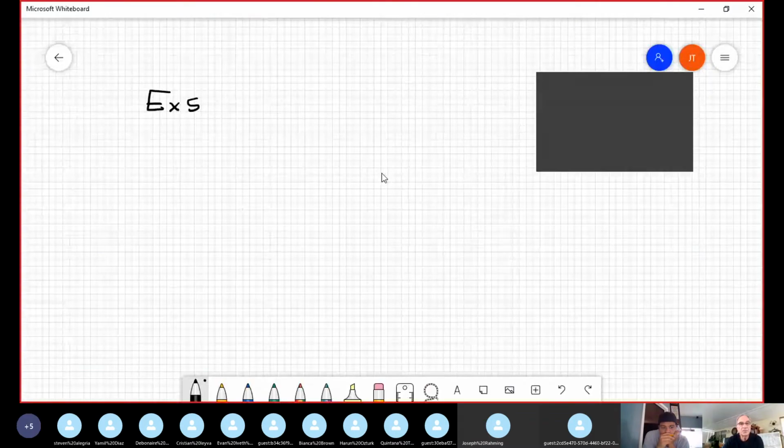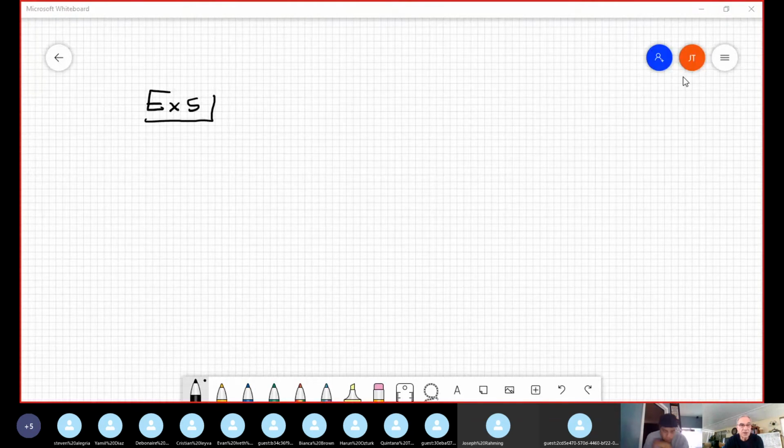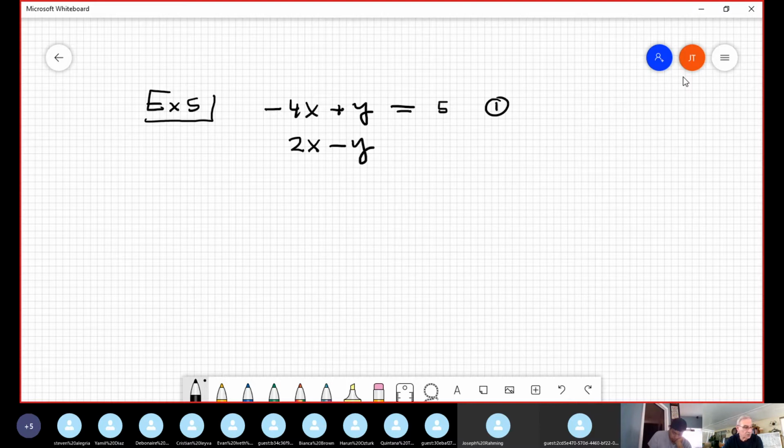Example 5 is a little bit confusing. It's -4x plus y equals 5. Equation 1. 2x minus y plus z minus w equals 5. Equation 2. And z plus w equals 4. Equation 3.